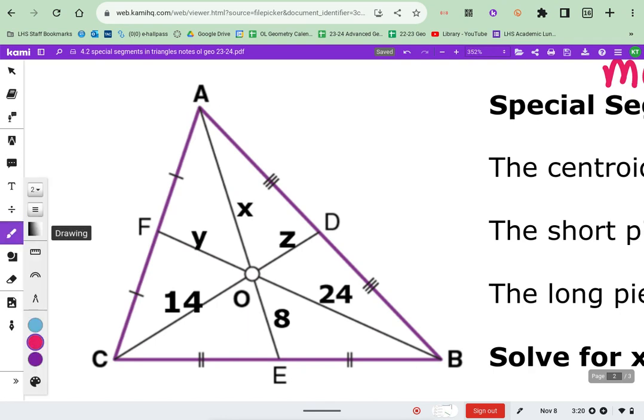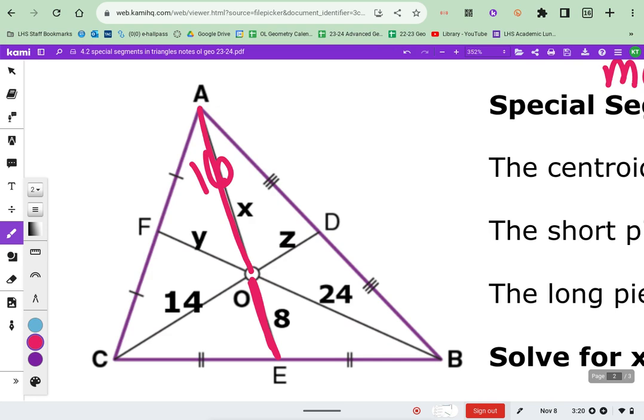All right, so we're gonna solve for missing pieces. Remember, the rule is the big part of the median is double the small. So if OE is 8, how much is AO? Times 2, 16. Fabulous. 16. So X is 16, because the smaller part of the triangle is always times 2 of the bigger part.